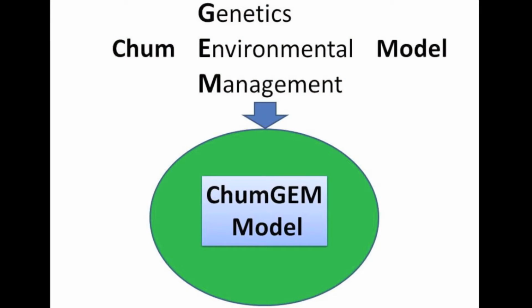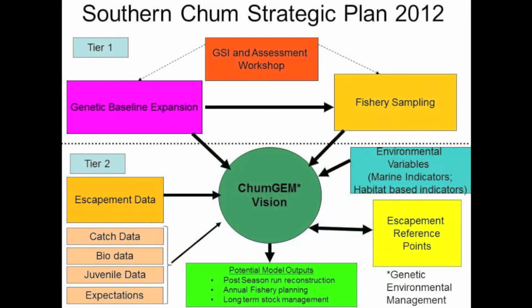In our 2010 strategic plan, the Chum Technical Committee recognized the importance and the need for a run reconstruction model that incorporated both escapement and genetic information along with environmental variables. This Chum genetics environmental model was named ChumGem. When the design of the model was finished in 2012 at a spring meeting in LaConner, Washington, it was clear that a comprehensive genetic baseline was needed for the conceptualized model to work successfully.